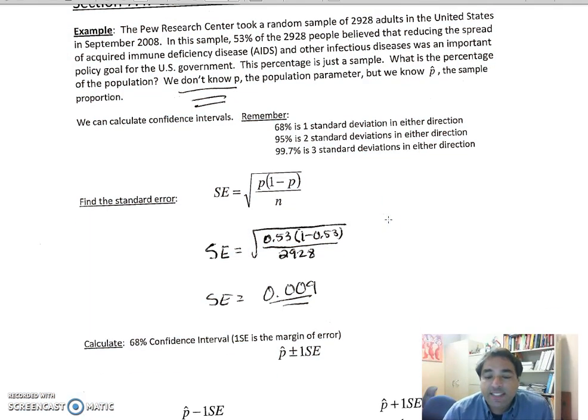To find the SE, it's the same form as before, but instead of using P, which we don't have, we're going to use P hat. So when we don't have P, we use P hat, but P is always preferred, because that's everybody. So we do the square root of P hat times 1 minus P hat divided by n, which is 0.53 times 1 minus 0.53 divided by 2928. The square root of it all gives us an SE of 0.009. Again, be careful with that.